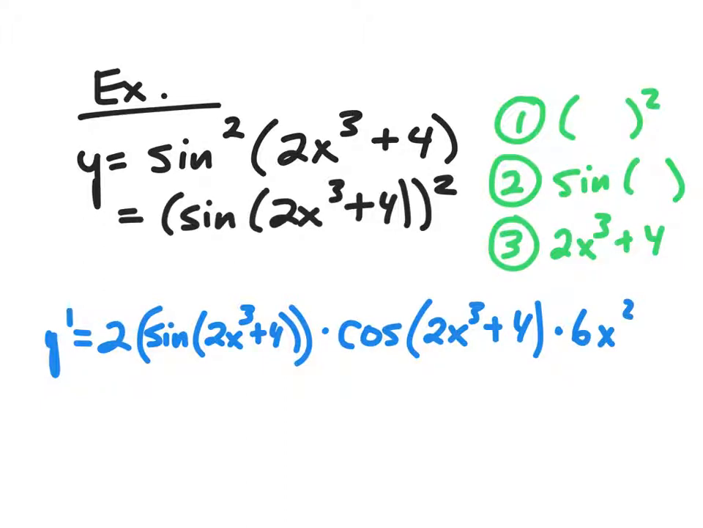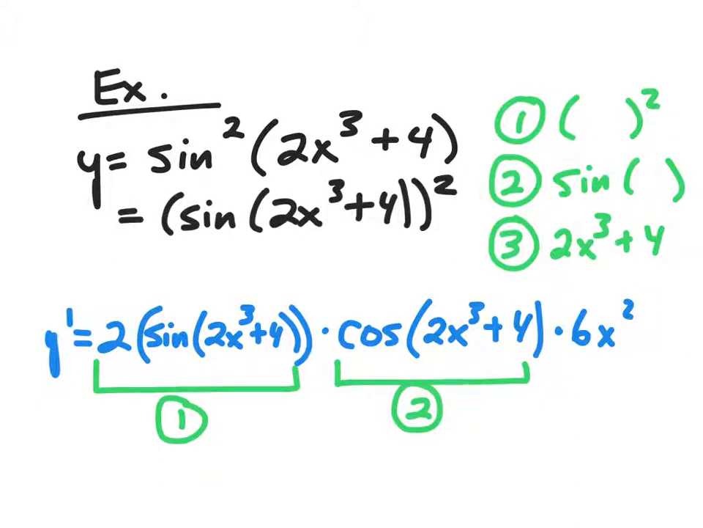So if I label this for you, this was taking the derivative of the outside, which is layer 1. This was differentiating the middle layer, which is layer 2. And this was differentiating layer 3, which is the inside. And all of that's being multiplied together. And of course we could simplify that, but my purpose is just showing you how to actually use the chain rule to find the derivative here.